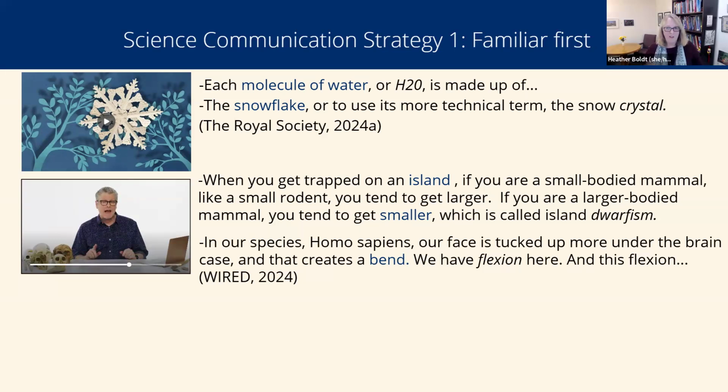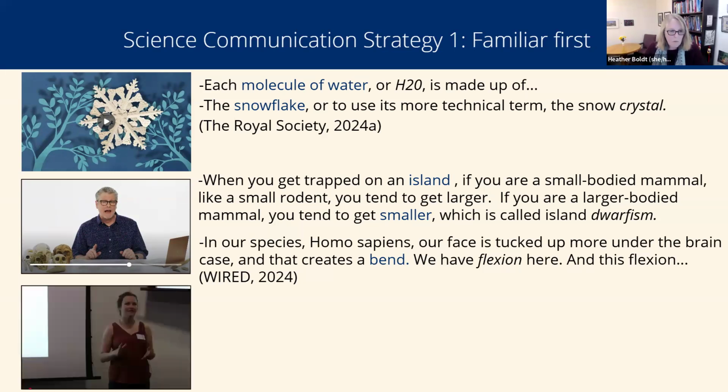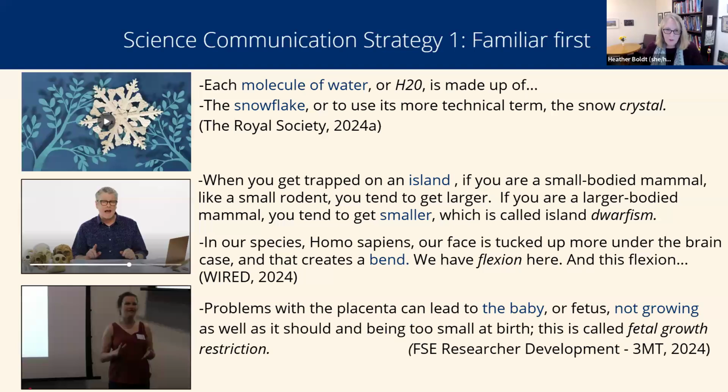But he actually holds up the skull and he shows the bend in the skull, and then he says, so we have flexion here and this flexion. So it's a clear way to introduce that new term. And this last one, I'm going to move on because this is super straightforward, I think, this strategy. But here we have another example.